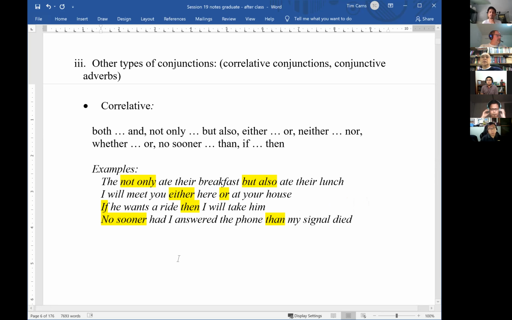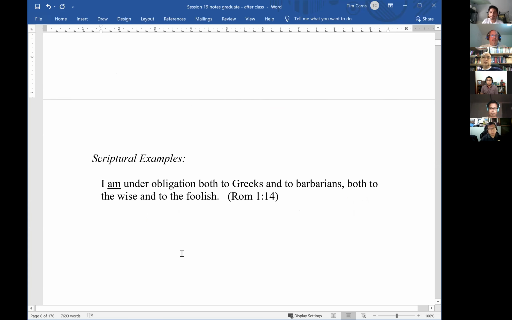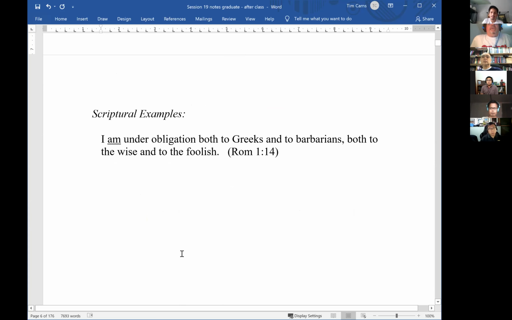But basically, they are very common as well in the scriptures. So I'll have you guys identify. This was the verse that we first saw them in a while back. Pastor Jason, see if you can tell me, where is the correlative conjunction or conjunctions in this passage? Romans 1 verse 14: I am under obligation both to Greeks and to barbarians, both to the wise and to the foolish.